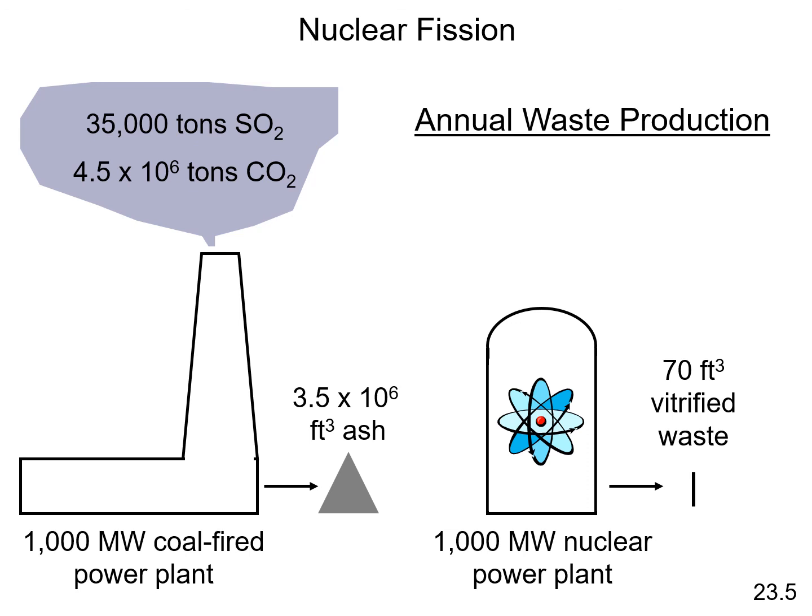Some issues about nuclear power plants or nuclear fission is the production of wastes. But if you compare with the coal power plant, it gives you tons of waste: sulfur dioxide, carbon dioxide, greenhouse gases, and then plus ash. But our nuclear power plant has no emission of these gases. We just have a vitrified waste, so these are solid, and usually they can be contained and stored underground. Okay.